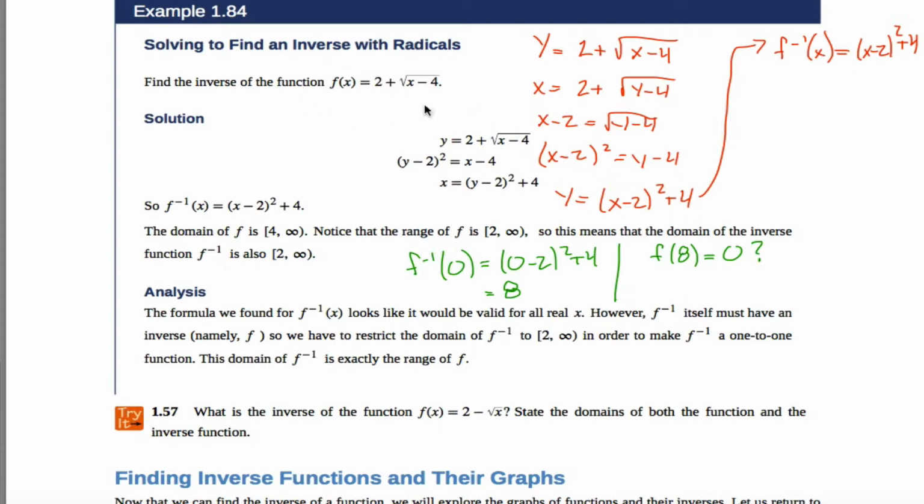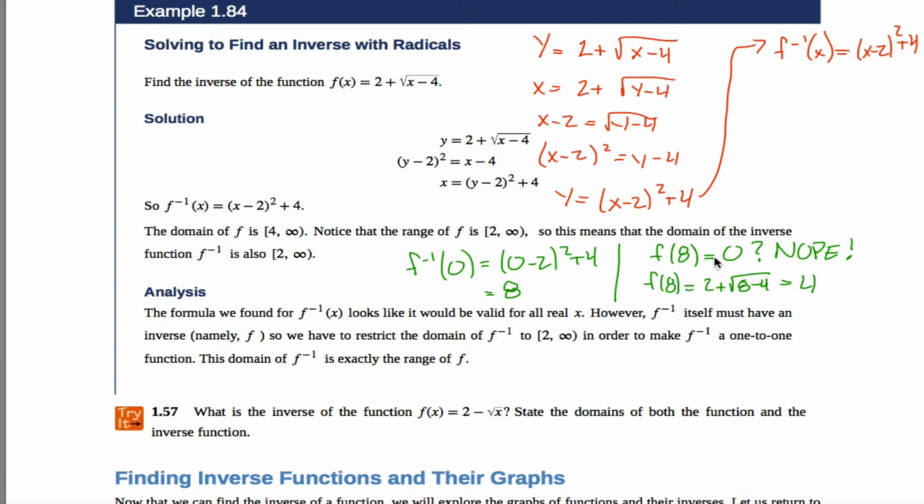Well, let's see what happens. Here's my function. I can figure out f of 8. Just copy this thing right here, and everywhere you see an x, change it into an 8. 2 plus the square root of 8 minus 4. Uh-oh. 8 minus 4 is 4. The square root of 4 is 2. 2 plus 2 is 4.